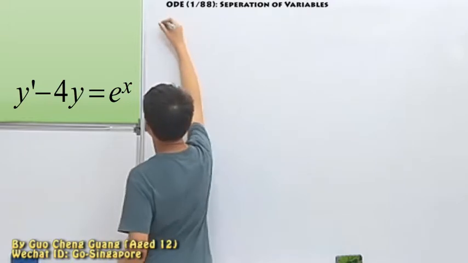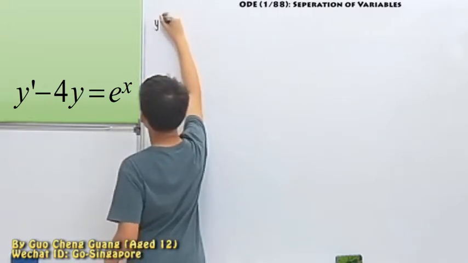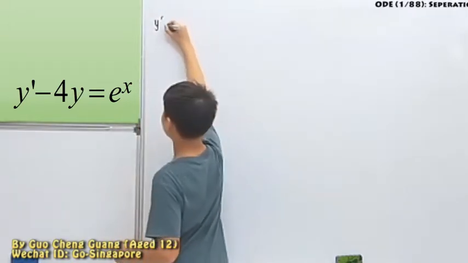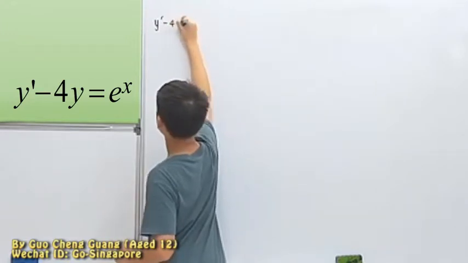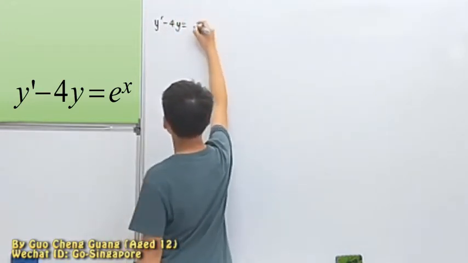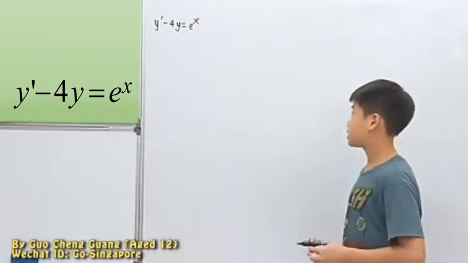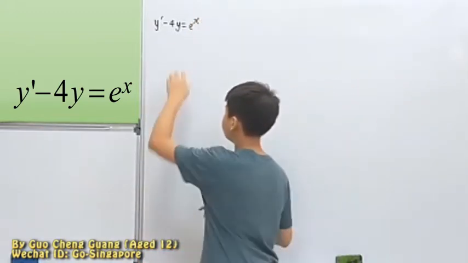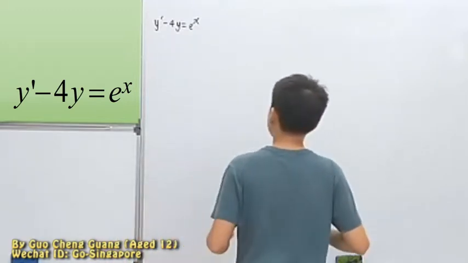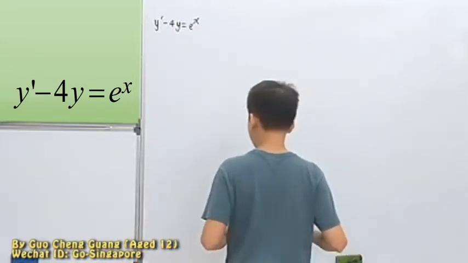So this example is y prime minus 4y, and this is equal to e to the power of x. This is the question. Let's think about this question. How can we solve it?